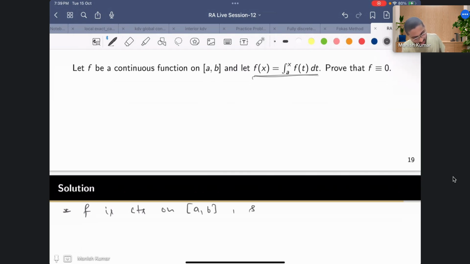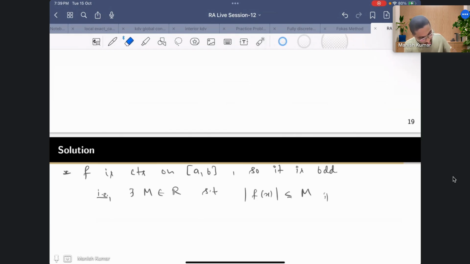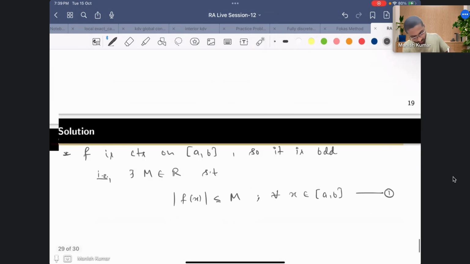That is, there exists M belonging to R such that mod of f(x) is less than or equal to M for all x belonging to [a, b]. Now let's use this identity.